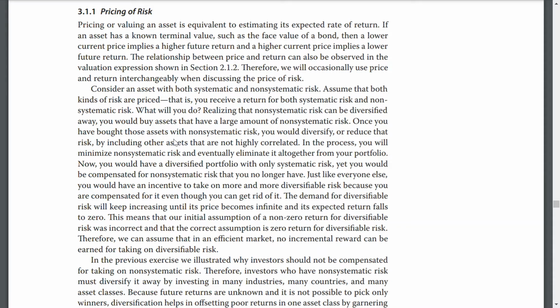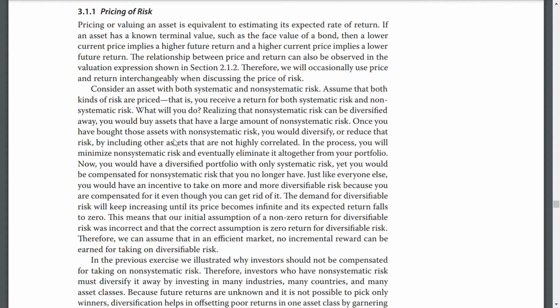Consider an asset with both systematic and non-systematic risk. Assume that both kinds of risk are priced. That is, you receive a return for both systematic risk and non-systematic risk. What will you do? Realizing that non-systematic risk can be diversified away, you will buy assets that have a large amount of non-systematic risk. Once you have bought those assets, you will diversify or reduce the risk by including other assets that are not highly correlated. In this process, you will minimize non-systematic risk and eventually eliminate it altogether from your portfolio.